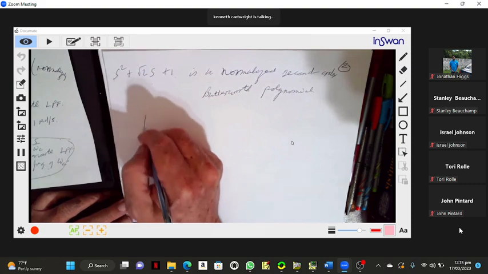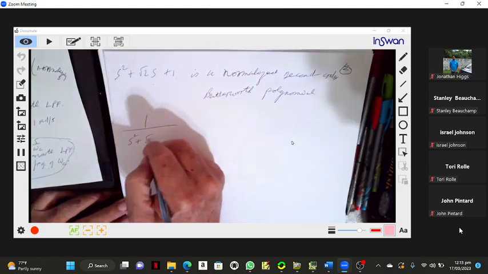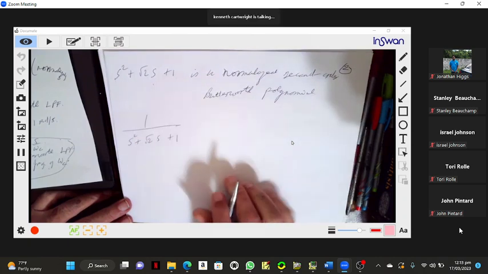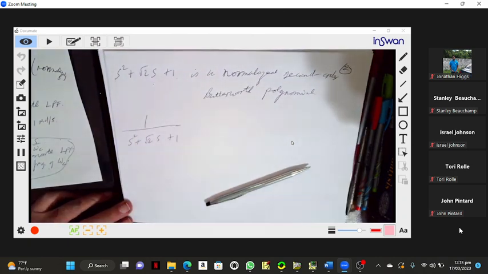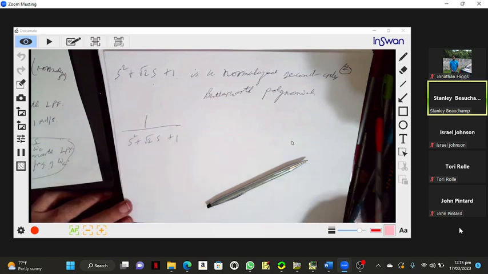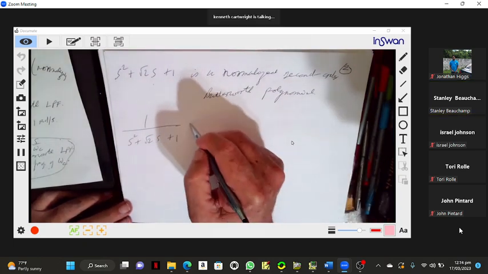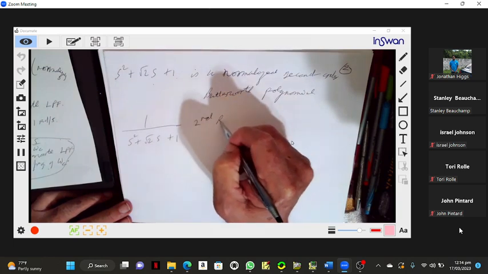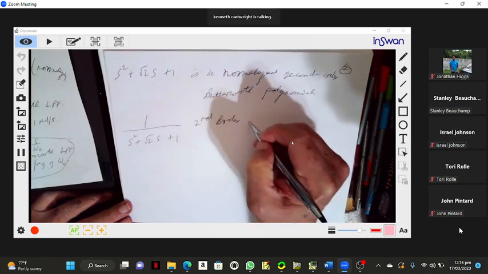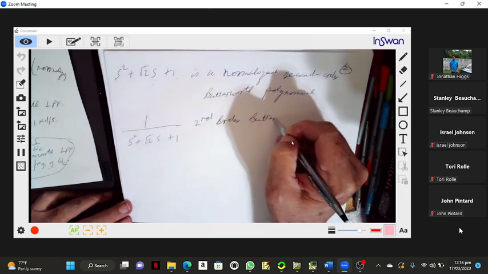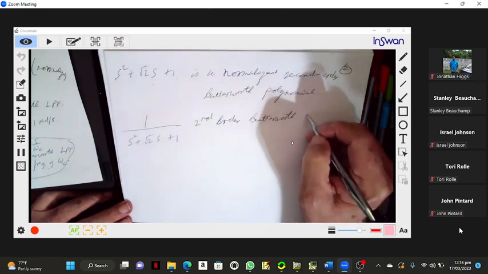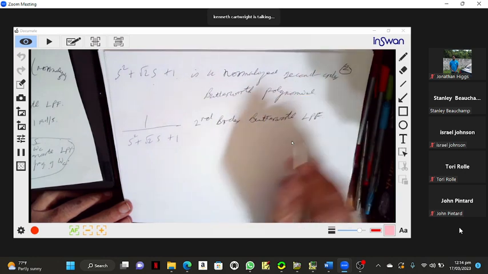Okay. So what is this? What is that? So that's a second order Butterworth low pass filter, or no? Absolutely. Yes. Absolutely. This is a second order Butterworth low pass filter.